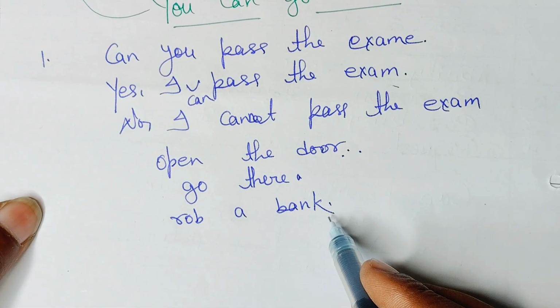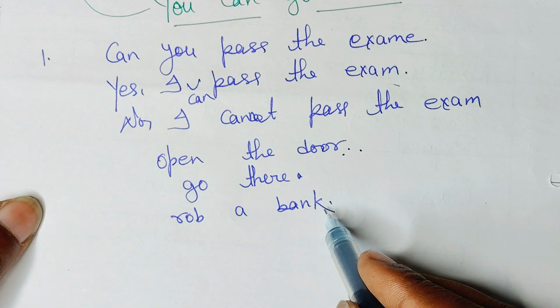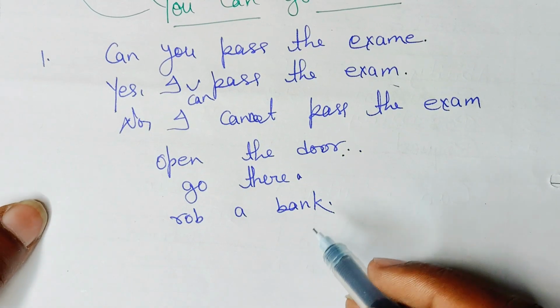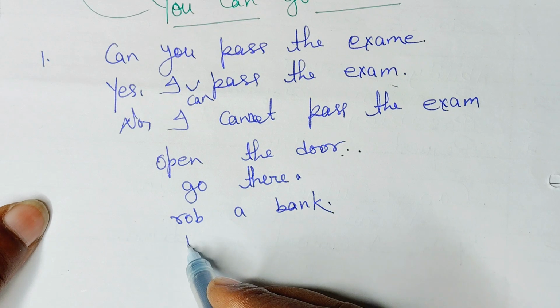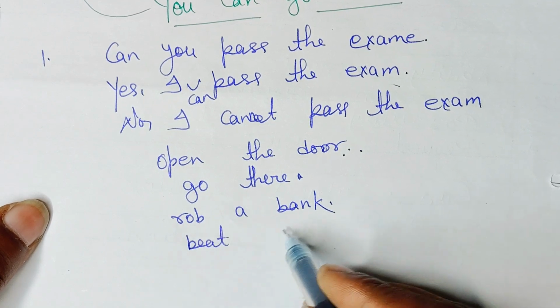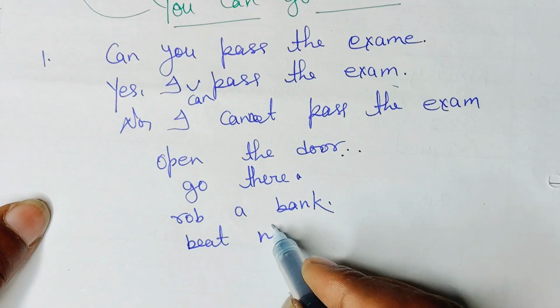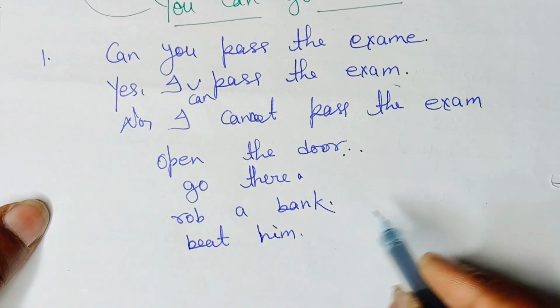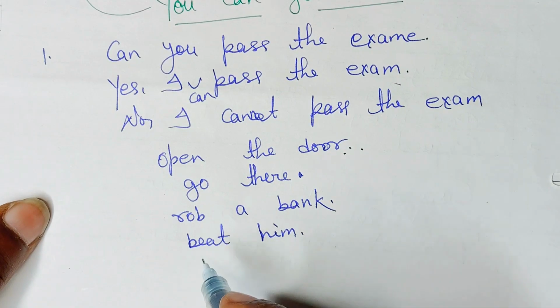Yes, I can rob a bank. No, I cannot rob a bank. Can you beat him? Yes, I can beat him. No, I cannot beat him.